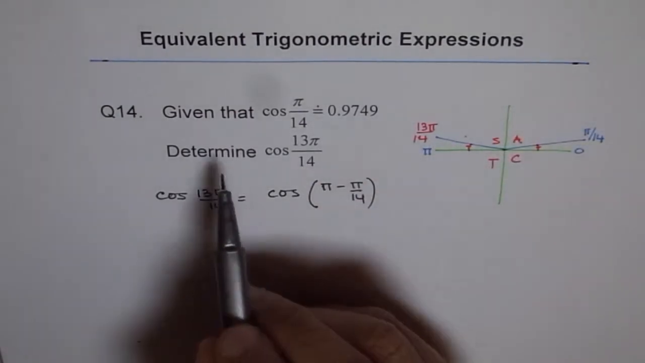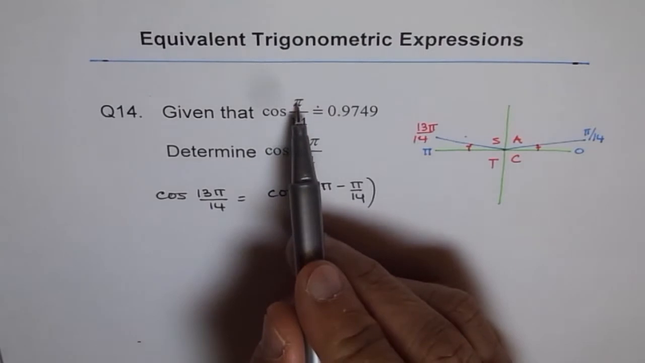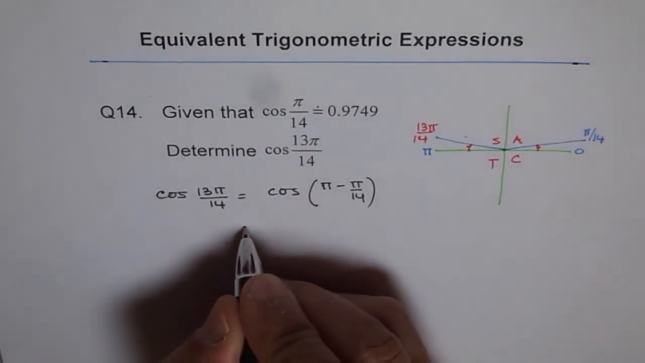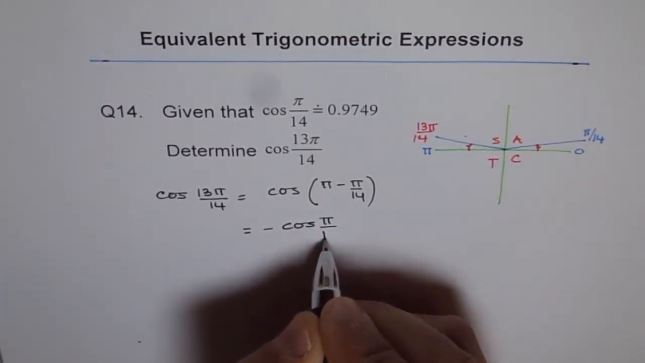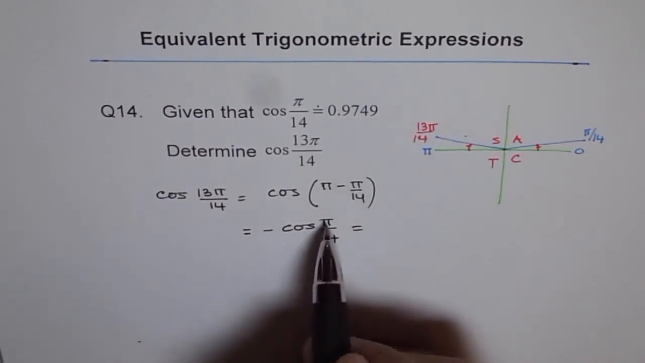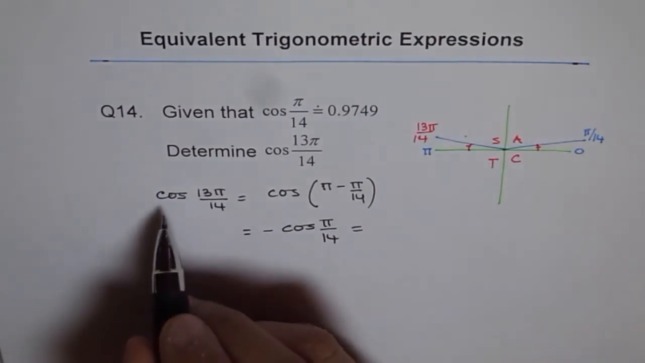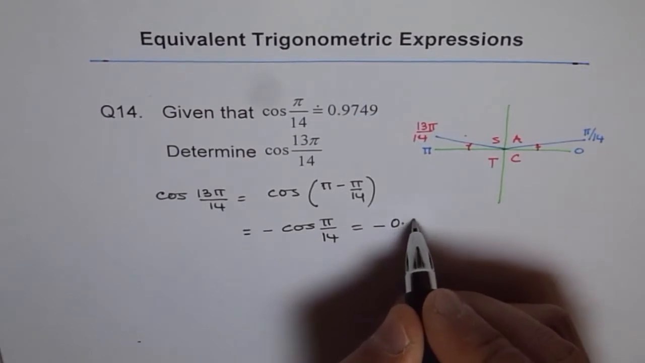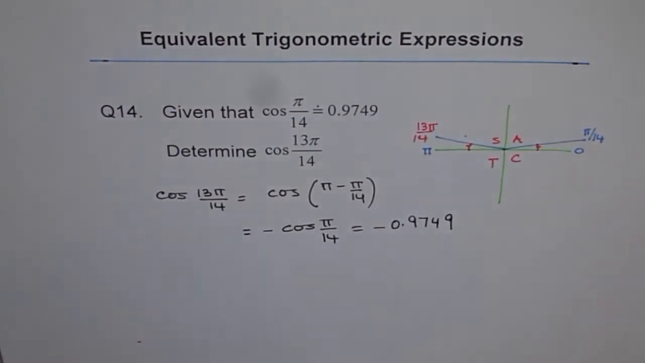So therefore, the value of cos 13 pi by 14 should be negative of whatever you have for pi by 14, correct? And therefore, we can write this as minus of cos pi by 14, which is, since cos pi by 14 is given to us as 0.9749, the value of cos 13 pi by 14 should be negative of 0.9749, correct? So that is how we can do it.